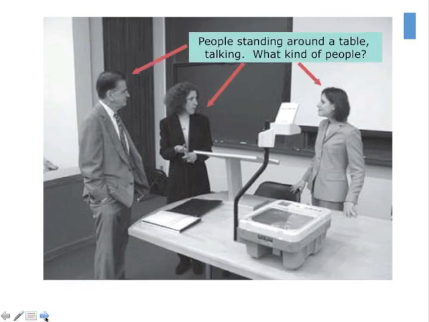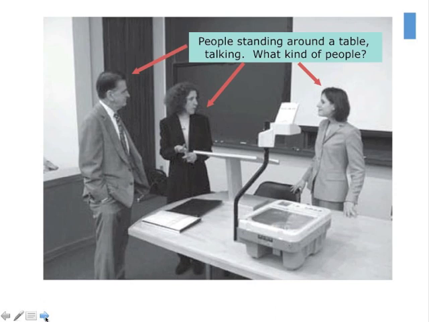So again, we see people standing around a table and they appear to be talking. Now think for a moment, what kind of people are they? Could they be professors? Could this be a business seminar? Obviously the TOEIC is involved with business related topics. So again, it's possible that they were at a meeting. Is this before or after the meeting? Well, we really don't know, but we can at least make some reasonable guesses before we actually begin to hear the information.